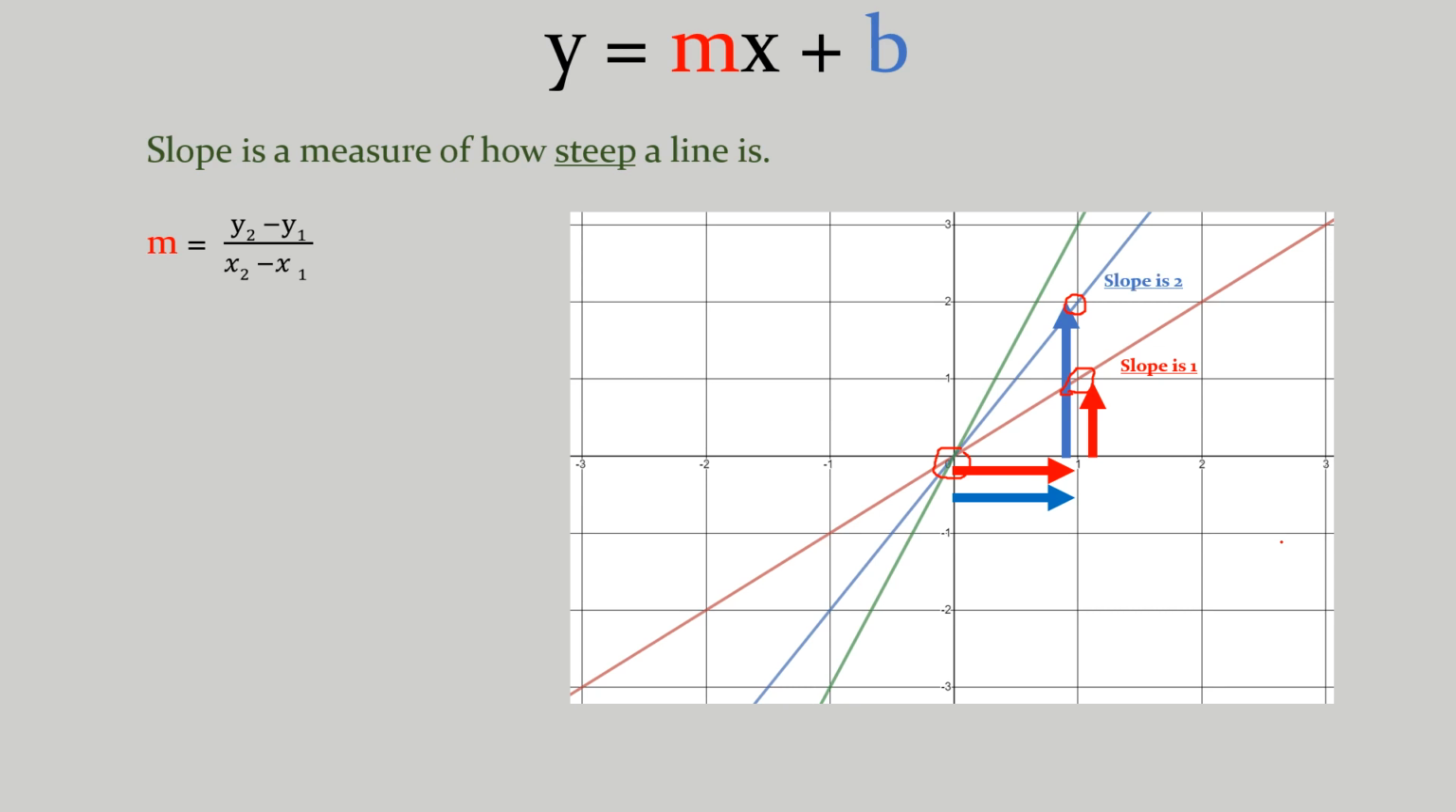Notice I did 2 divided by 1. I didn't do 1 divided by 2. My change in y went on the top of my fraction. A very common mistake people make on the SAT is they do x divided by y, not y divided by x. So just be careful of that.